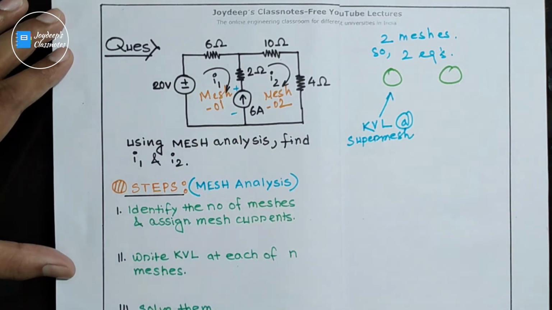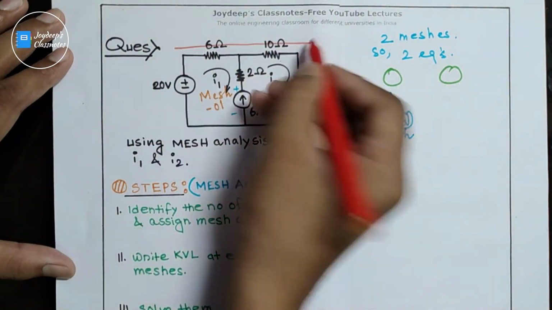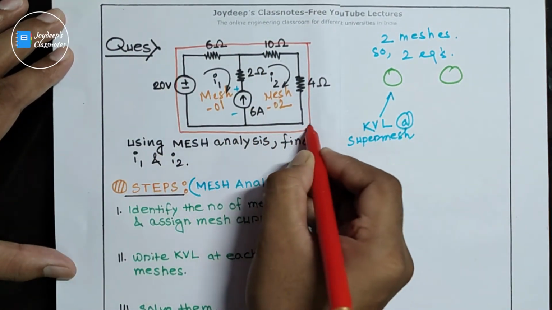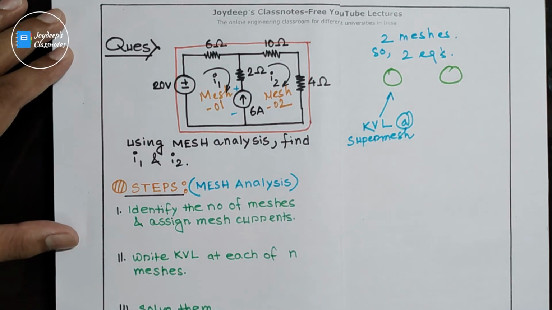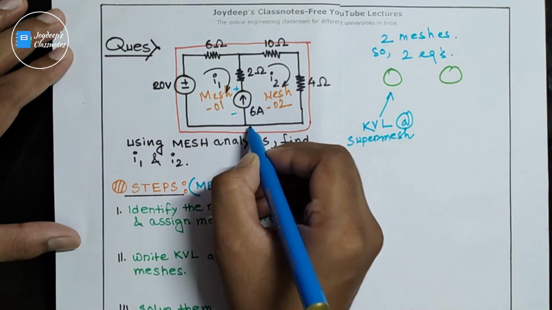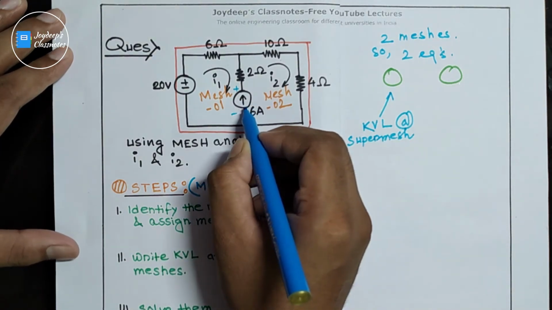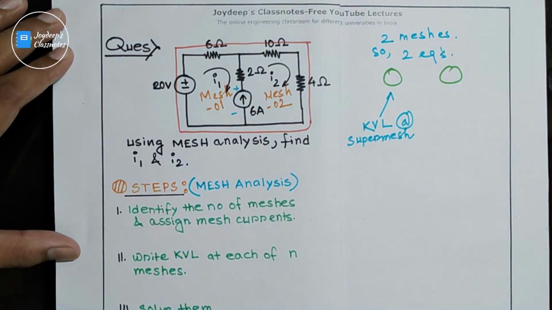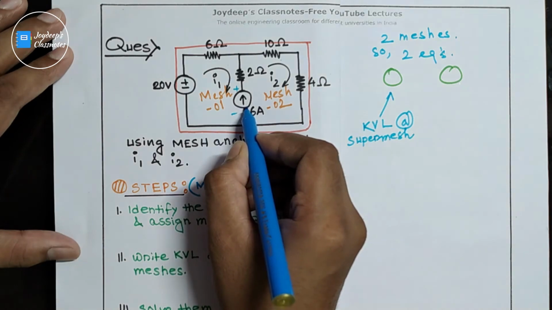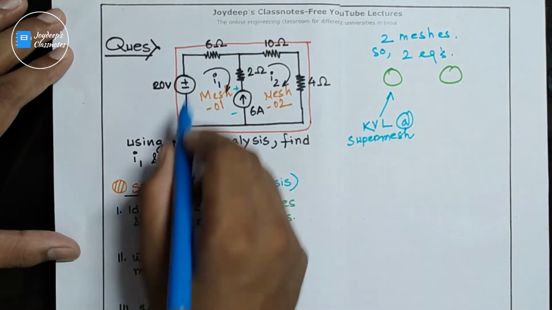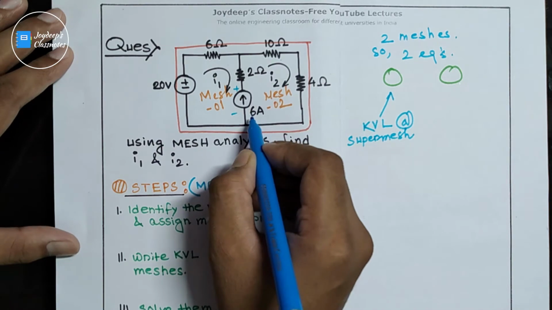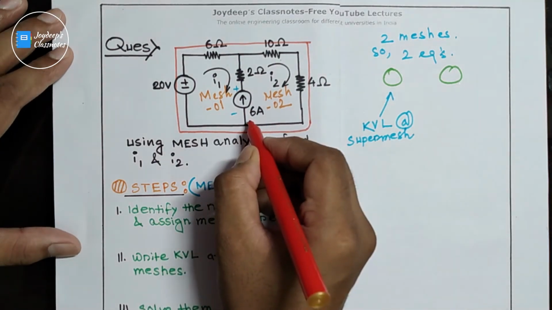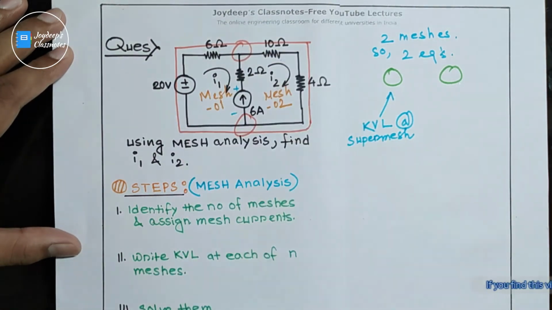That is, we'll be applying KVL at this super mesh. Another equation will come from applying KCL at any of the nodes where the current source is present. What current source? The current source due to which that mesh problem has become a super mesh problem. Clear? So in this question this is the current source due to which this circuit has become a super mesh. This is why we'll be applying KCL at either this node or at this node.